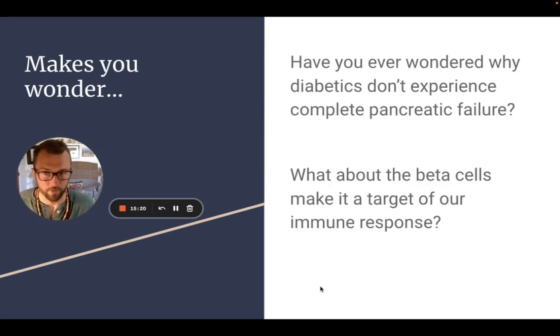So this makes you wonder. Made me wonder. That's why I'm making this video. Have you ever wondered why diabetics don't experience complete pancreatic failure? Right? Why was it just the beta cells that were targeted? Diabetics have functioning alpha cells. We have functioning gamma cells. We have functioning delta cells. The beta cells were the only ones that were targeted and destroyed by the immune system.